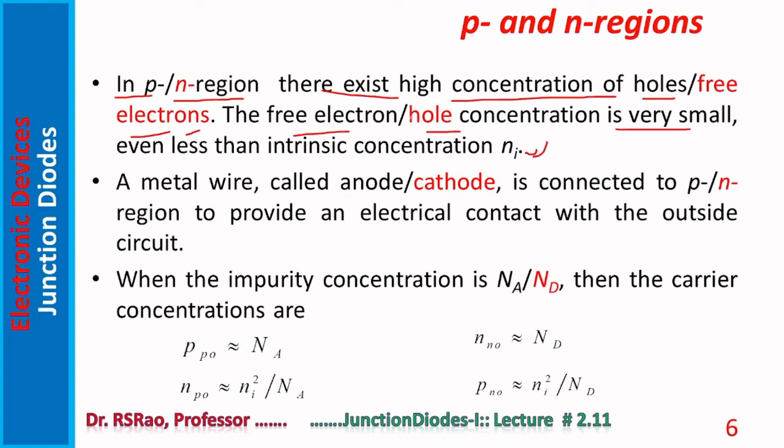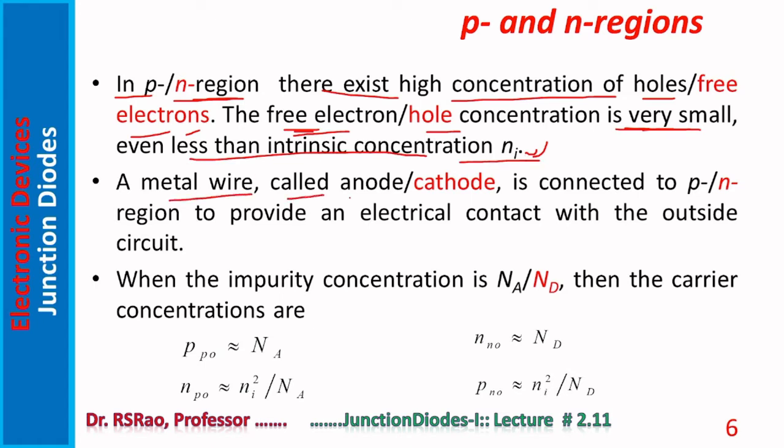So the point is this: in the P region, plenty of holes exist. Apart from holes, there exist free electrons also. So in the P region, the free electron concentration is non-zero, but it is very small. In the N region, plenty of electrons exist, but holes also exist. The hole concentration in the N region is not zero, but it is very small. It is said that it is even less than the intrinsic carrier concentration Ni.